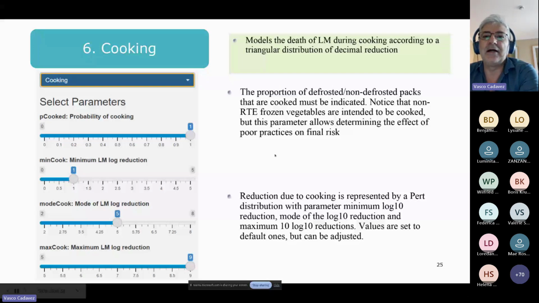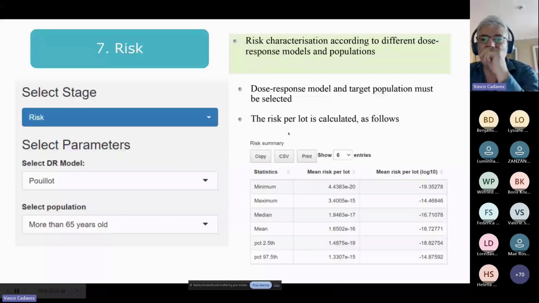And we arrive to the risk, and after all the simulations, we compute the risk, and the risk is characterized according to different dose response models and population. If you come here, you can have the different models and different populations. Okay, so we have 4 models implemented: EFSA, WHO, and POYO. In these specific models, they developed situations for different populations, so you can check what will happen for a specific model and for a specific population. And this is the result.